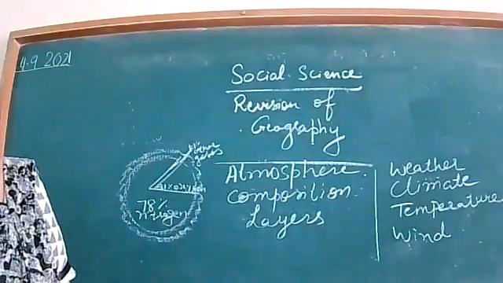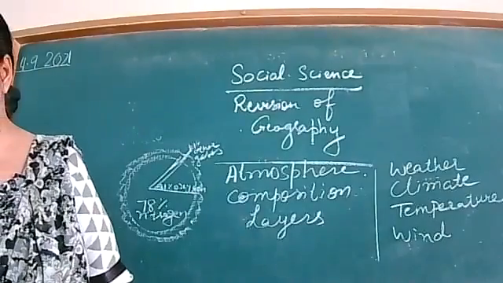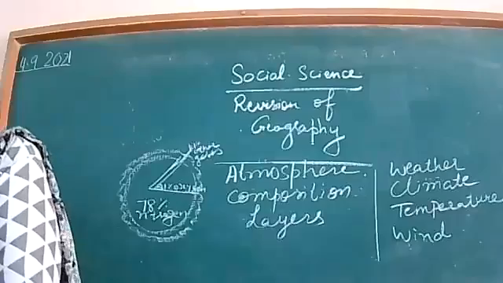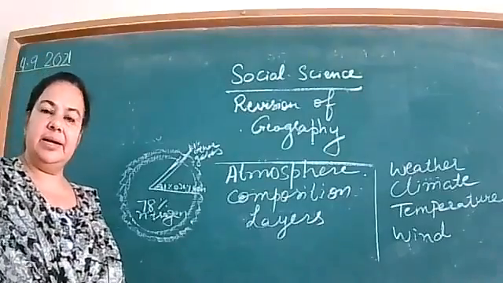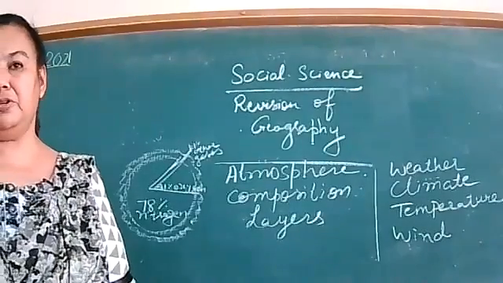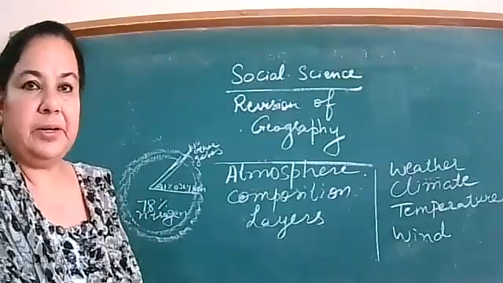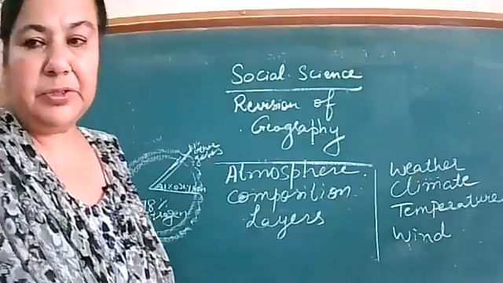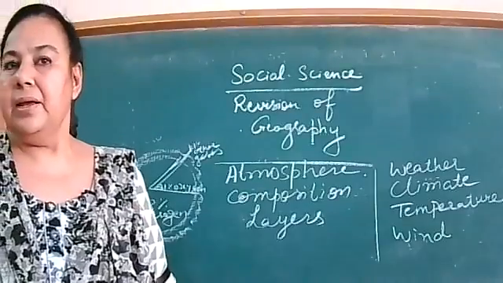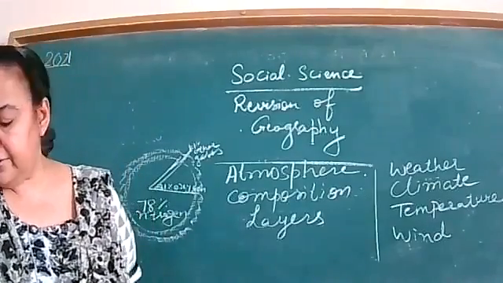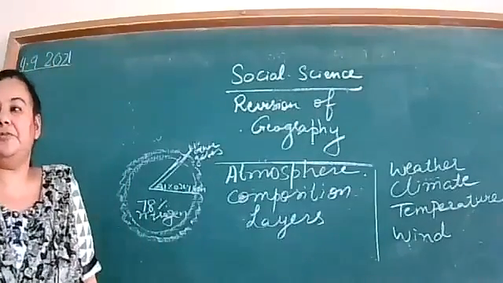Next is thermosphere. Its average height is 80 to 400 kilometer, and satellites are found in this layer. Satellites are found in thermosphere. It is also known as ionosphere. Next is exosphere. What is the average height of thermosphere? 80 to 400, and above 400 is exosphere.